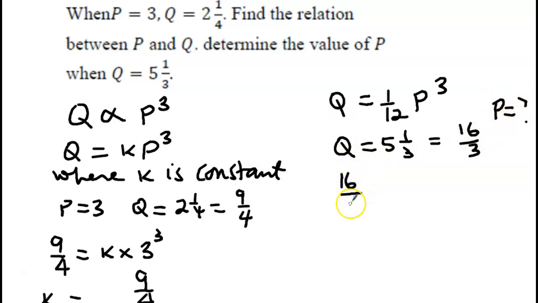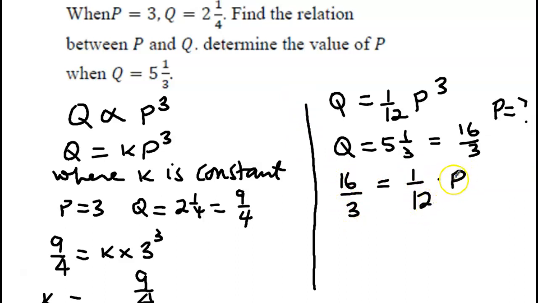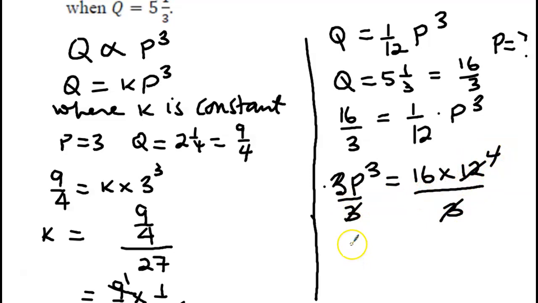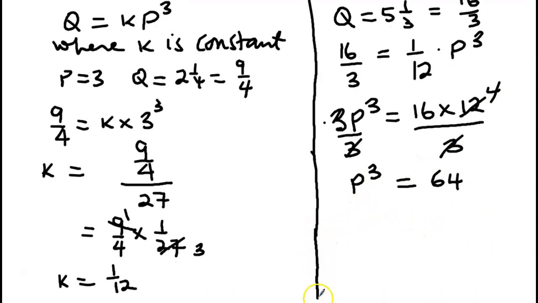We don't know P. So let's substitute them. Which implies that 16 over 3 is equal to 1 over 12 times P cubed. So we can cross multiply, which is 3P cubed is equal to 16 times 12. Divide both sides by 3. 3 will go into 12 four times. So we have P cubed, which is equal to 16 times 4 is 64. So by indices, we can say that P cubed is equal to 4 cubed. Now the powers are the same, so we equate the bases as in indices. So therefore our P is equal to 4.